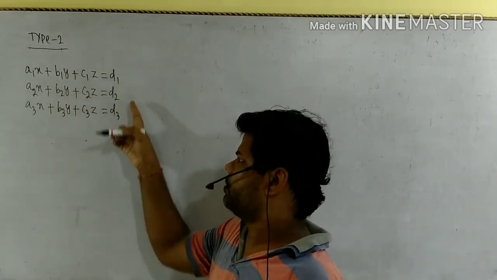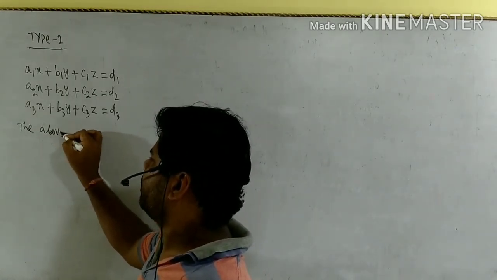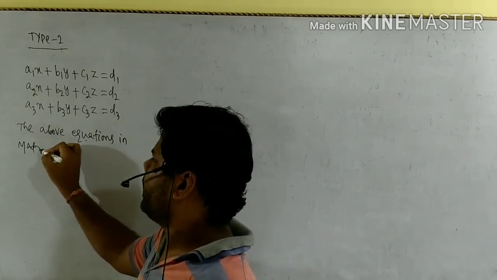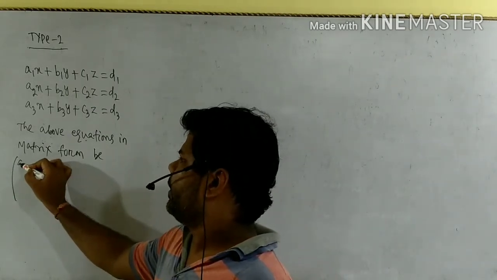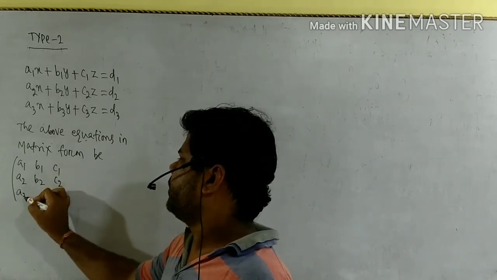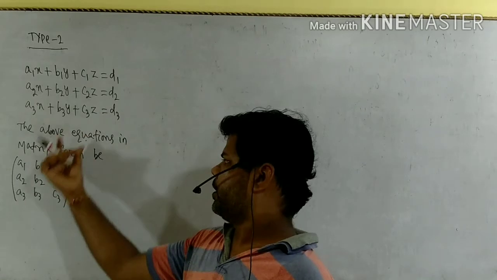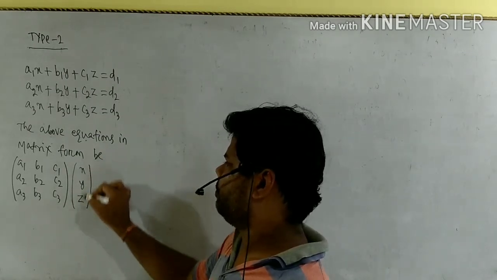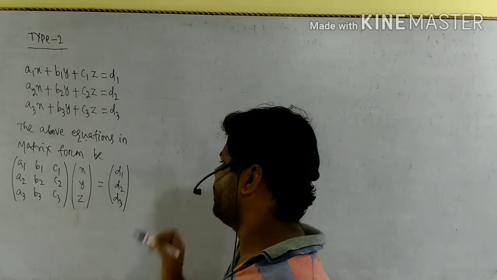You have to solve this equation by matrix method. Now write the above equations in matrix form AX = B. Now A1, B1, C1, A2, B2, C2, A3, B3, C3 is the coefficient matrix. Write it in this matrix. Now, what are the variables? X, y, z. Write it in one column. What are the constants on the right side? D1, D2, D3. Write it in one column.